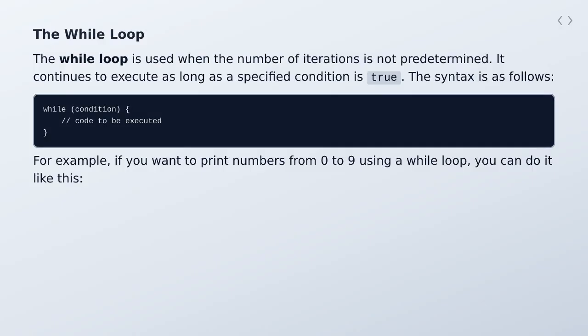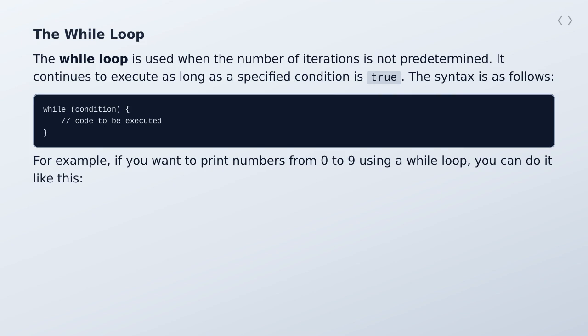The while loop is used when the number of iterations isn't predetermined. It continues to execute as long as a specified condition is true. The syntax is as follows. The samples on screen walk through this step. Take a moment to read through them.